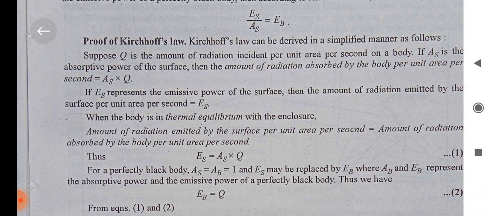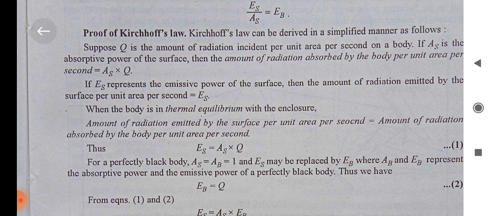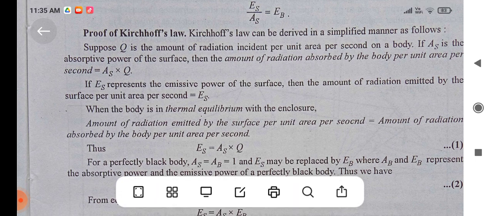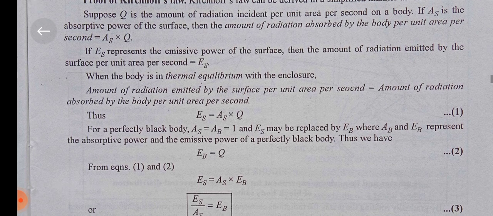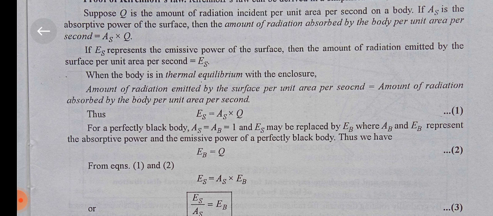Kirchhoff's law can be derived in a simple manner as follows. Suppose Q is the amount of radiation incident per unit area per second on a body. If AS is the absorptive power of the surface, then the amount of radiation absorbed by the body per unit area per second is equal to AS into Q. If ES represents the emissive power of the surface, then the amount of radiation emitted by the surface per unit area per second is equal to ES.